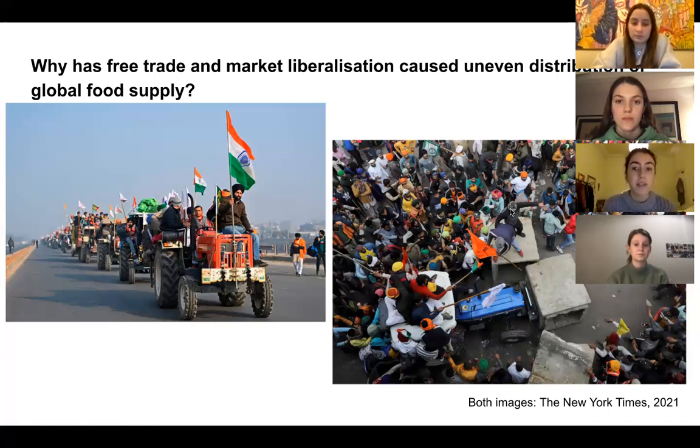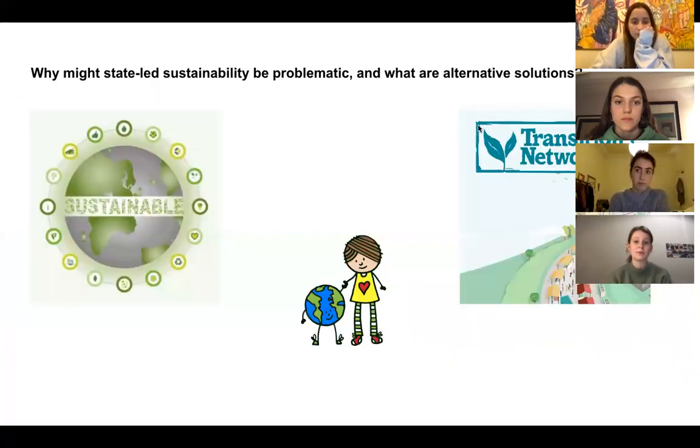Farmers have become concerned that they would not be able to compete with these food prices, and since November 2020, farmers in Delhi began protesting against the removal of guaranteed minimum prices for essential crops. These protests then became violent at the end of the month of January this year. And this raises an interesting issue, as the actions of the Indian state on the surface can be seen as acting against the wishes of farmers at a local level. This leads nicely onto our next question of why might state-led sustainability be problematic and what are alternative solutions?